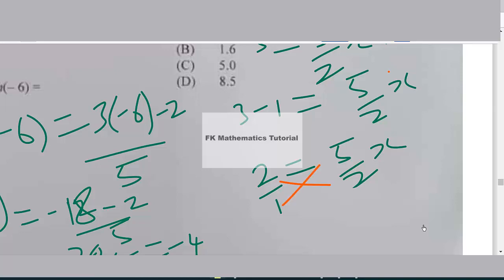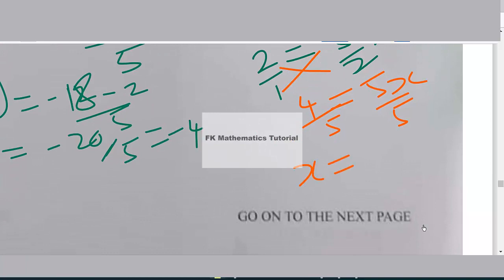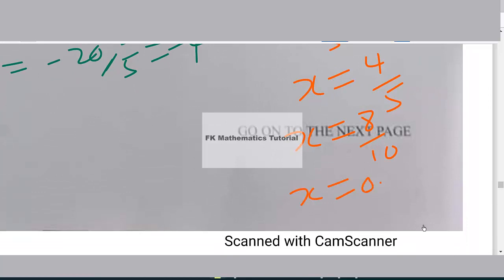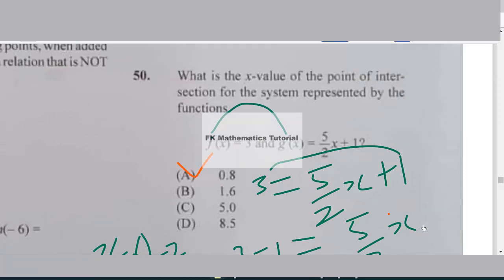2 times 2 will be 4, is equal to 5x. So we divide both sides by 5. So x will be equal to 4 over 5. If you multiply both the top and bottom by 2, you get x equals 8 over 10, which is the same as 0.8. x equals 0.8. So that will be option A.